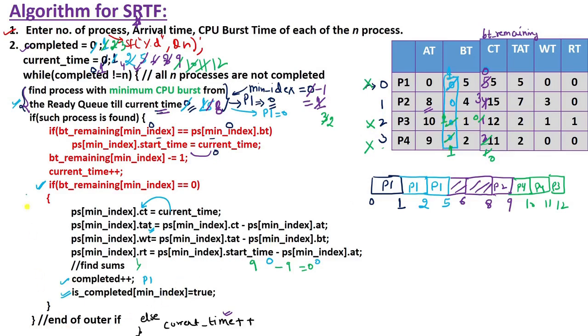Now we'll go again and find the minimum process till 12. So only this process has remained. So this 3 will be selected as the minimum CPU burst time. This will give us 1. And for 1, again we'll say this is false. So we'll decrement it, and then current time is increased.